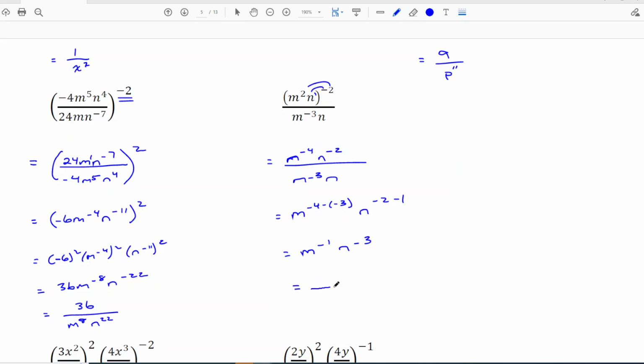Now both of those are negative, so they're going to come down to the bottom. This will be m to the 1. This will be n cubed. And then I need to fill in the space, so I just put a 1 on the top.